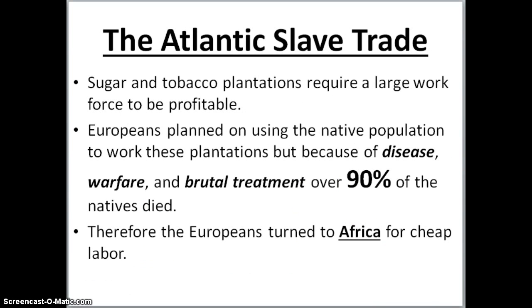So the Atlantic slave trade. Sugar and tobacco plantations require a large workforce in order to be profitable. So Europeans had planned on using the Native American population to work these plantations, but because of disease, warfare, and brutal treatment, over 90% of the Native American population died. Wow, it's huge. Big number died. Therefore, the Europeans turned to Africa for cheap labor.